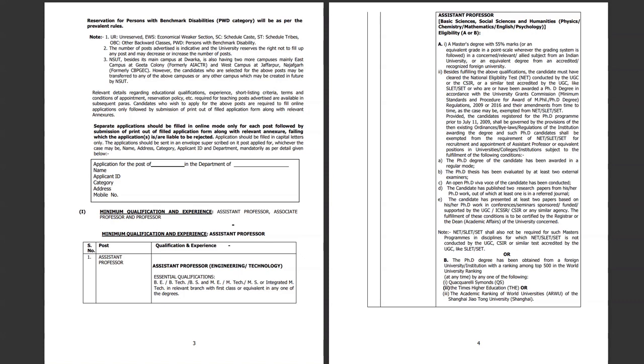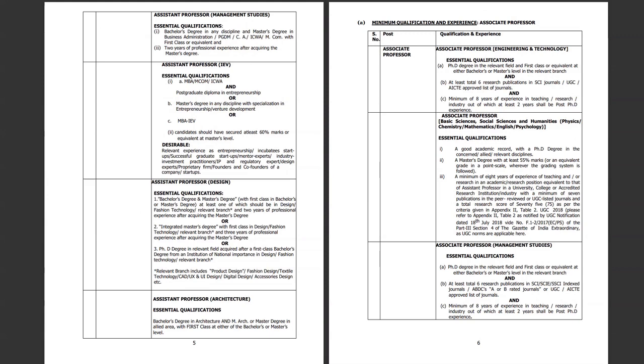And similarly for the assistant professor in basic sciences, social science, humanities like physics, chemistry, mathematics, English, psychology, basically a candidate must have a master's degree, and they must have qualified NET or SLET, that is SLET or SET. Apart from that, if he has a PhD, he is exempted from the NET. So if he has a PhD degree, or obtained it from a foreign university, these are the parameters. If he or she fulfills these parameters, even if not qualified in the NET, he or she is exempted from the NET exam.